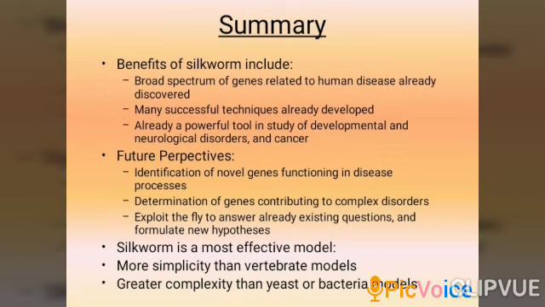Silkworm is a most effective model because the larva of Bombyx mori has a moderate body size. This is very convenient for performing surgical operations such as removal or implantation of a specific organ. Such implantation experiments have been carried out by many investigators for understanding the function of sex hormone, molting hormone, and other internal secretions. More simplicity than vertebrate models, greater complexity than yeast or bacteria models.